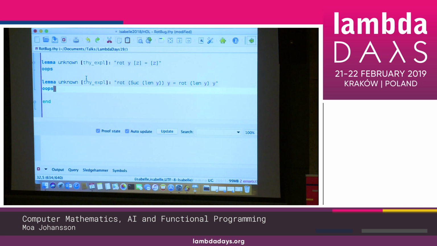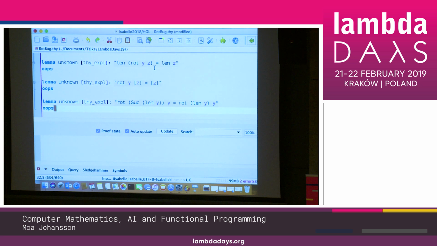I'm a super lazy programmer. I don't even want to write my QuickCheck properties myself. So we get some properties here. Rotate something in a list with one element. That's okay. Rotating doesn't change the length. But this one is kind of weird.